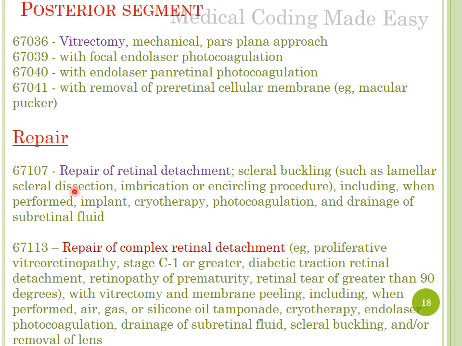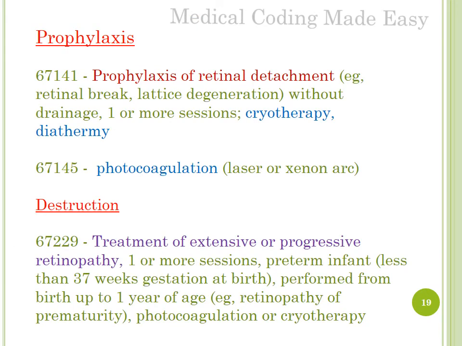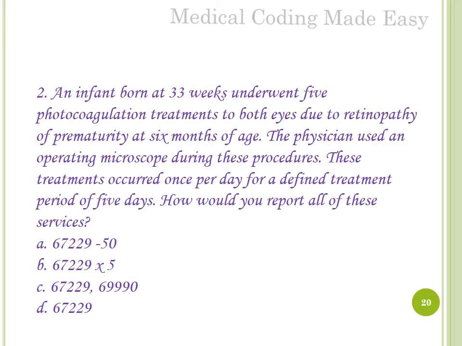Next is the posterior segment: vitrectomy codes, repair. These codes are important. Then next is prophylaxis, without drainage, one or more sessions, cryotherapy, photocoagulation, 67229, treatment of extensive or progressive retinopathy in preterm infant. So, another example: an infant born at 33 weeks underwent 5 photocoagulation treatments to both eyes due to retinopathy of prematurity at 6 months of age. The physician used an operative microscope during this procedure. These treatments occurred once per day for a defined treatment period of 5 days. How would you report all of this service?